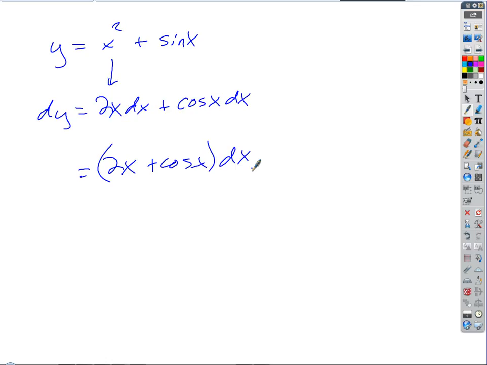But algebraically, what do we do? Well, if this is dy, if I just divide both sides by dx, I just get what you guys would have told me a long time ago, right? So algebraically, you always have the option of just differentiating with respect to x and then multiplying both sides by dx.